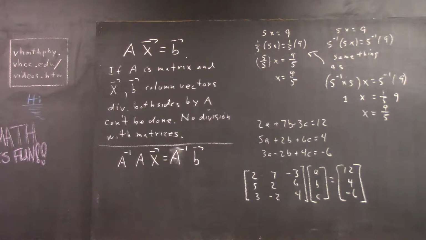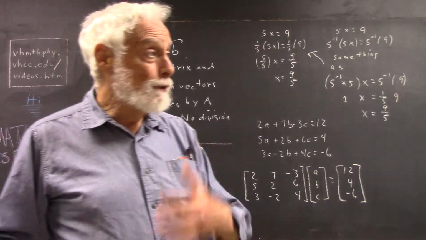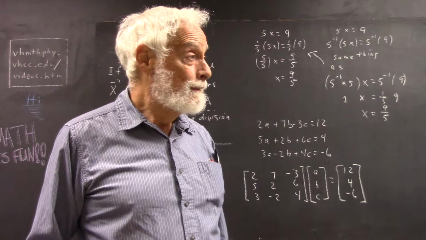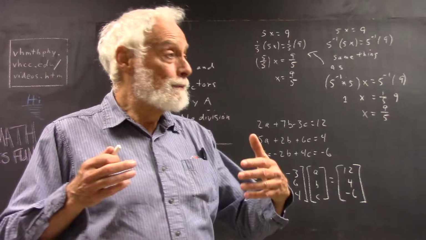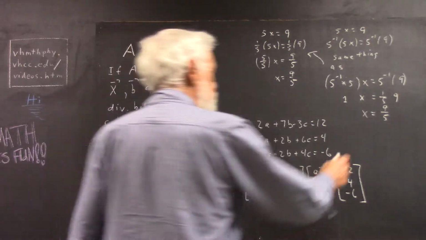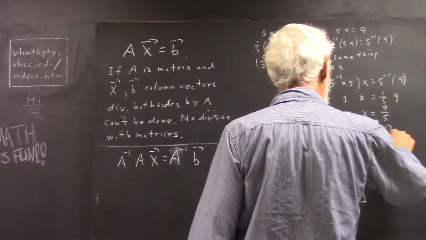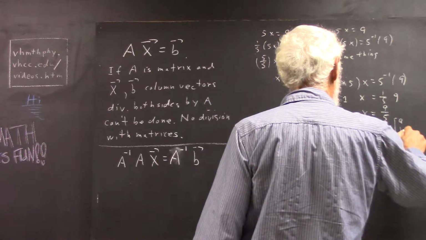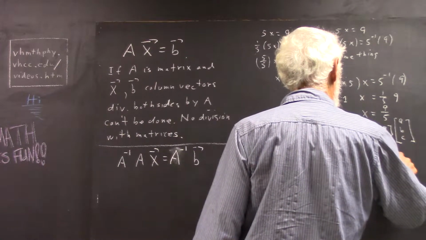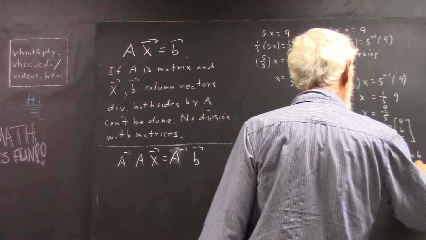Okay, now, if we multiply a row by a column, what's the rule? You match up the numbers in the row with the numbers in the column, multiply each of those, and add them up, right? So, for example, the row 2, 7, negative 3 multiplied by A, B, C means what? It means 2 times A plus 7 times B minus 3 times C.